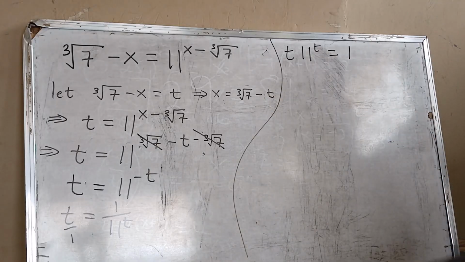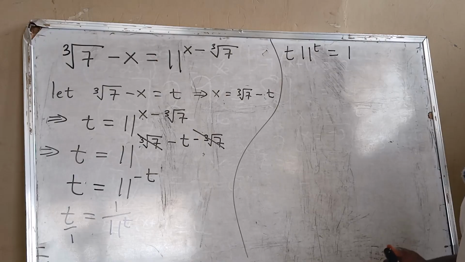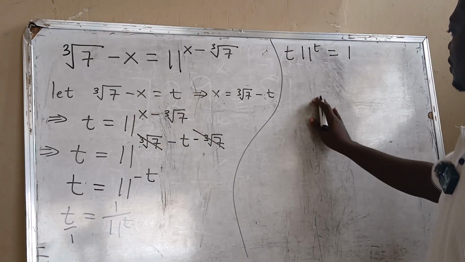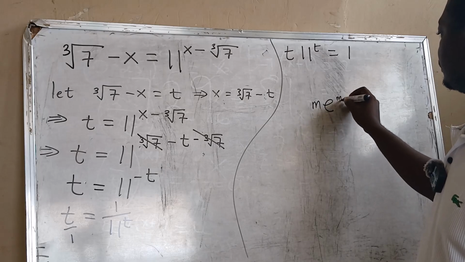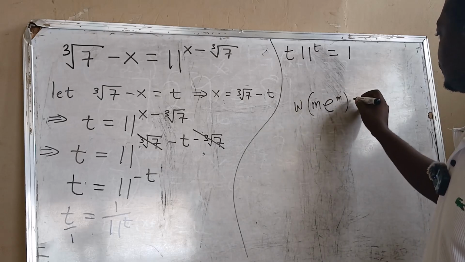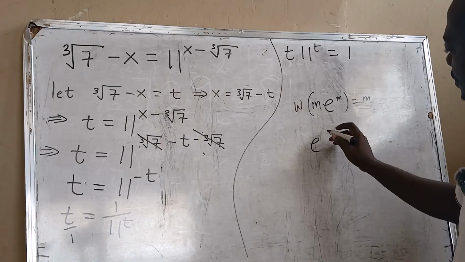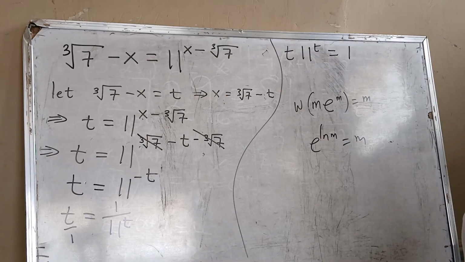Okay, now the next point is to observe this one carefully. Now what we've reached, the only way out is to apply the Lambert W function here. Now let's observe this. When we have m times e raised to m, and you take the W function, the answer will be m. And also when we have e exponent ln of m, the answer is m. So we want to apply these theorems here.